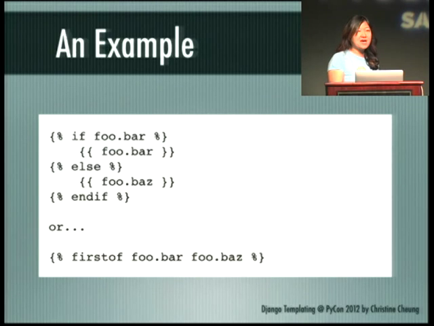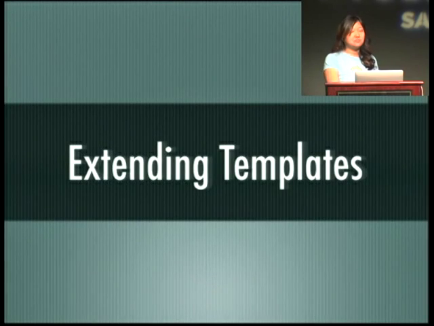So the first of tag will output variables in order. If foo.bar exists, we'll output that. If not, it'll output foo.baz, and it can go on and on and on. Ultimately, there's no right or wrong way. It's just whatever you feel comfortable with or your team feels comfortable with.